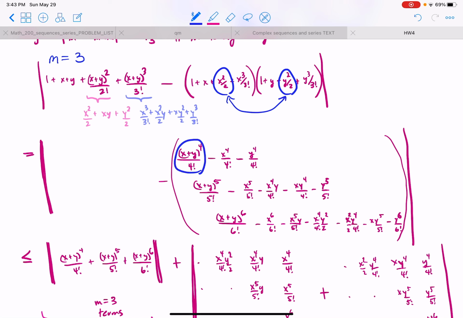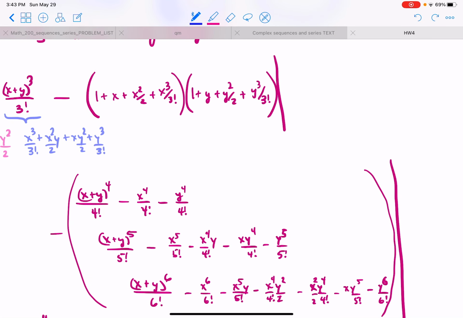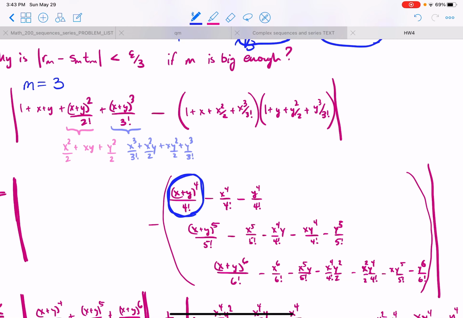Now it will be in here, and what we'll get if we multiply this out is basically everything of degree 4 that wasn't over here, except we're missing x to the 4th and y to the 4th. So let me just show that real quick.